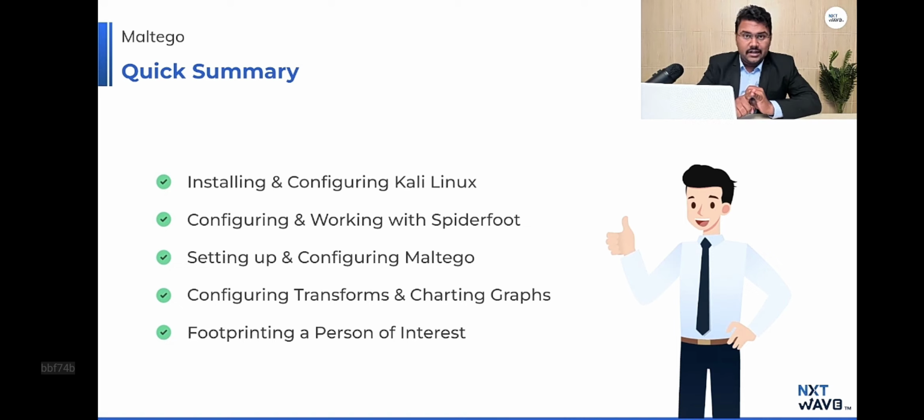So we basically installed and configured Kali Linux, configured and worked with the Spiderfoot altogether, set up our own Maltego tool, right? And we also configured the necessary transforms, started the graphs, and we were able to actually run an investigation on an email address altogether. Okay, right? With this, you already have your customized OSINT toolkit now.